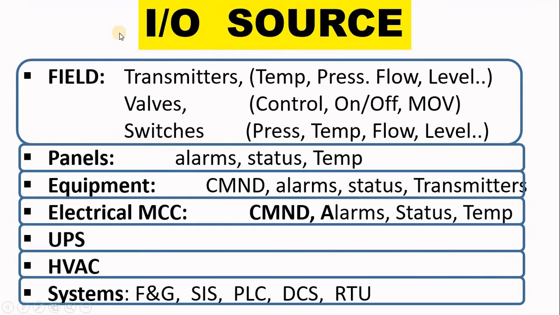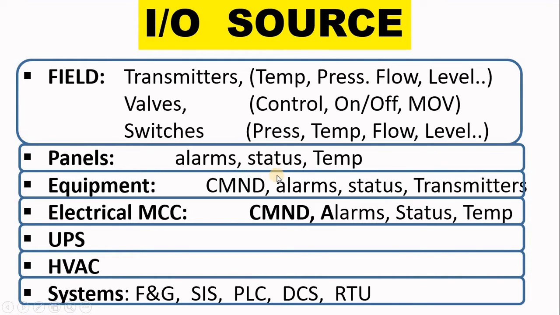What are the sources of your input output? This I/O can come from the field when we measure temperature, pressure, flow, level. If we control a valve to open or close it. If we have switches that give us high pressure, high temperature, low pressure, low temperature, low level. So it is switches. All of these come from the field.